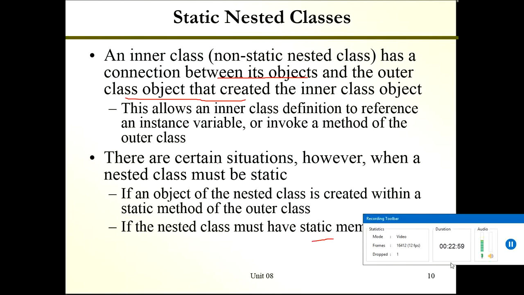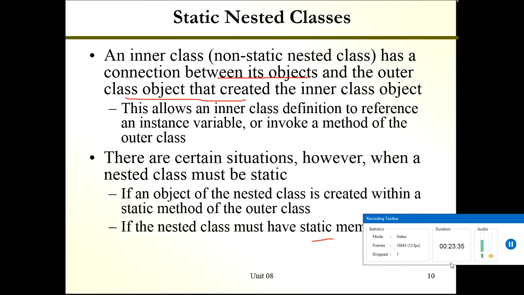Because a static inner class has no connection to the objects of the outer class, you cannot reference an instance variable or invoke a non-static method of the outer class within the static inner class. And also, to invoke a static method of a static inner class within the outer class, simply put the name of the inner class, a dot, and then the method name. So to name a static variable of a static inner class within the outer class, just write the name of the inner class, a dot, and then the variable name. So this is so simple.